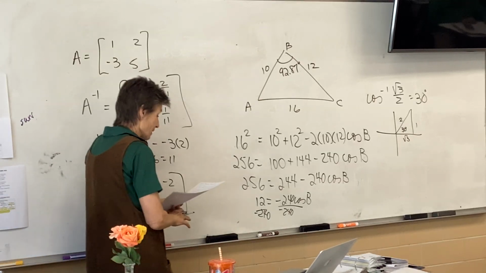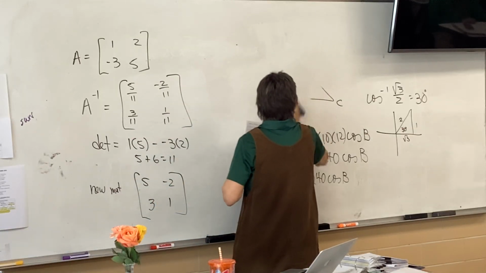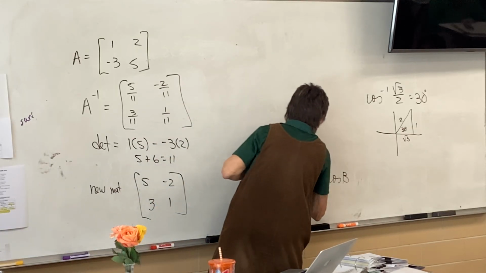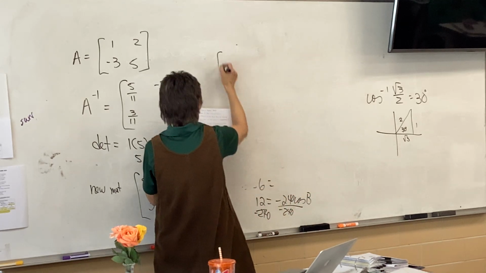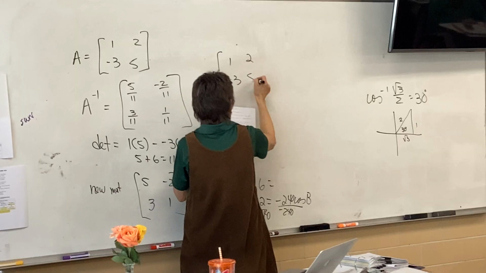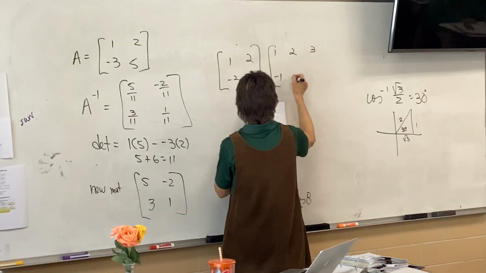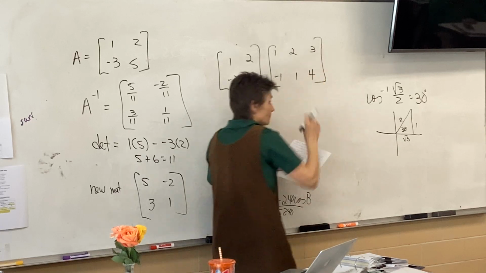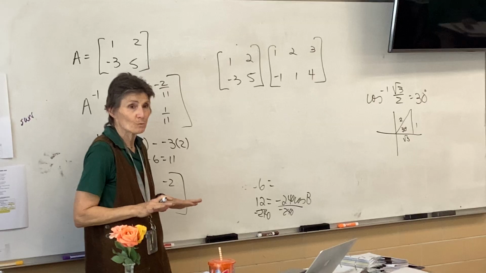All right, now the next one, we are going to multiply A times B. So A is that one, and B is this one. This one tricks me up a little bit. Okay? Yep. Now, before you start, make sure you can.